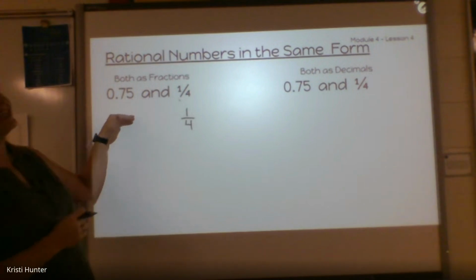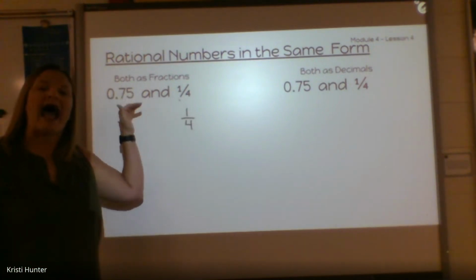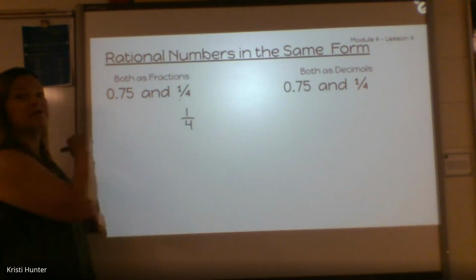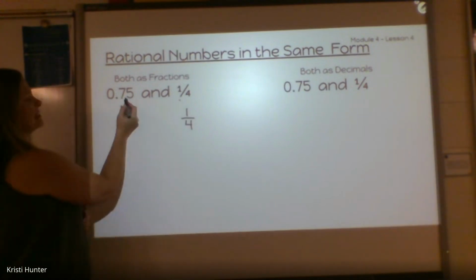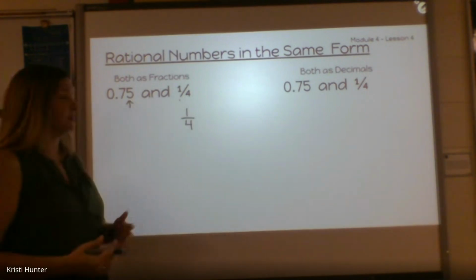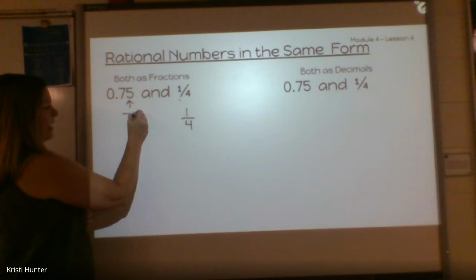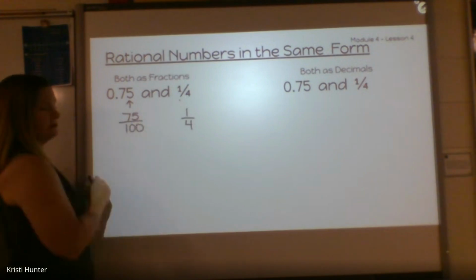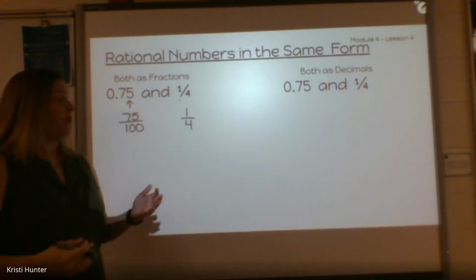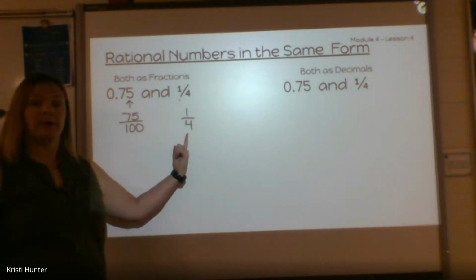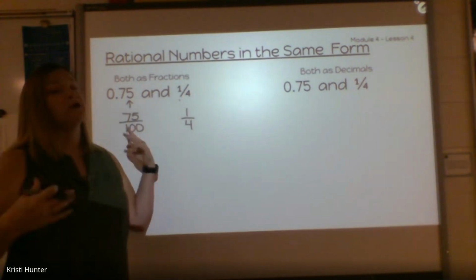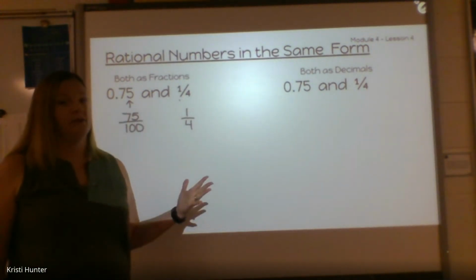So fractions mean I can leave this as 1/4. But when I look at this, I have to think about how would I read that? And this would be 75 hundredths because I have tenths and this 5 is in the hundredths place. So to write that, I would write 75 hundredths. Now, obviously, these numbers are still not the same because the denominators aren't the same. So I can't compare them.